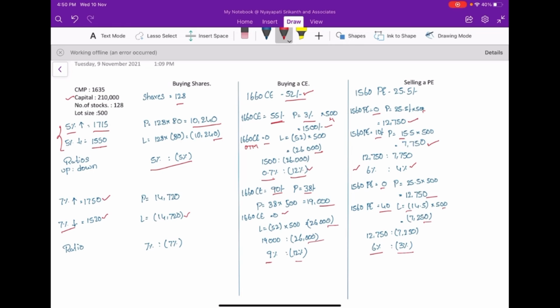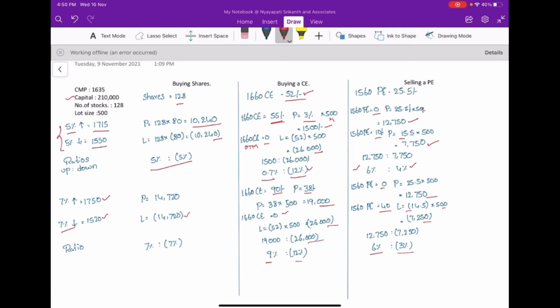So what I'm trying to explain here is that selling a put option when you see an opportunity, or selling any option, will give you a better profit to loss ratio compared to buying a call option or buying shares. As I'm explaining here, in a breakout opportunity where we see the price going up, I bought a call option and sold a put option.